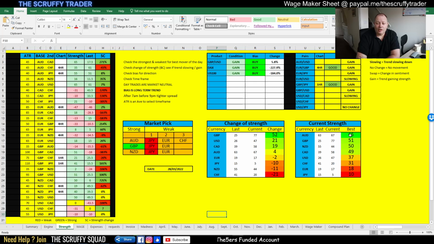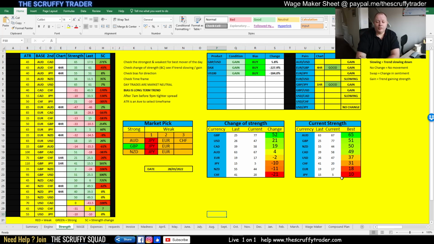So the Aussie, as you can see in this example, is the strongest and the weakest is JP. Okay, they are poles apart, and that's what you're looking for. You're looking for something to be on the extremes of each other. Again, it's not giving you direction, it's telling you they're going to move.